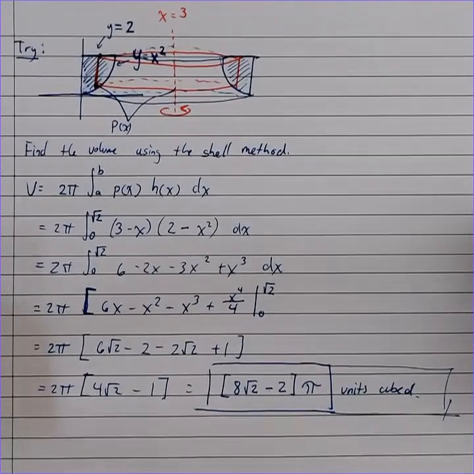All right, so as our last example, let's take a look at one more, and let's talk about why the shell method is necessary. After all, in the last section, we learned the disk method and the washer method, and those methods together gave us everything we needed. Right? We were able to find any volume. So why do we need another method? Well, it turns out that depending on the equation, the disk washer method may not be nice, or in some cases, it may not even be feasible. So let's consider the following example.